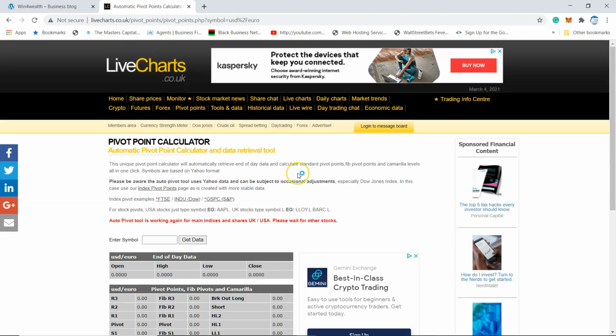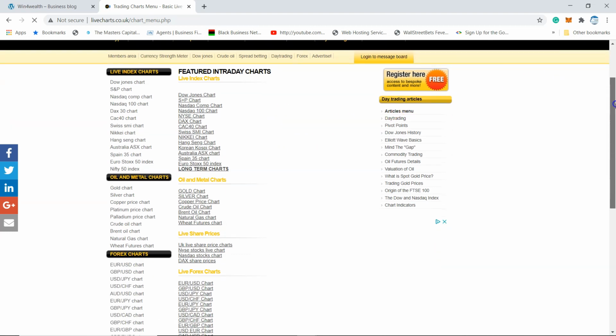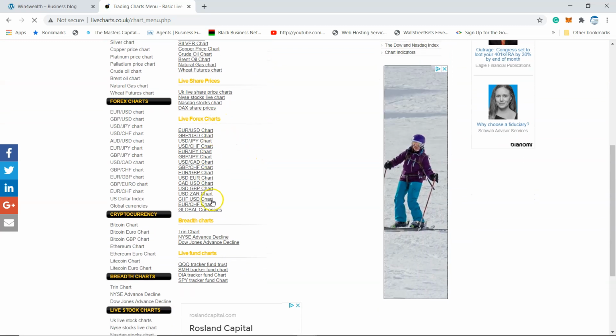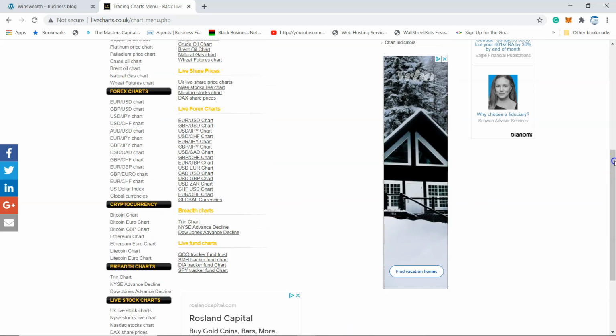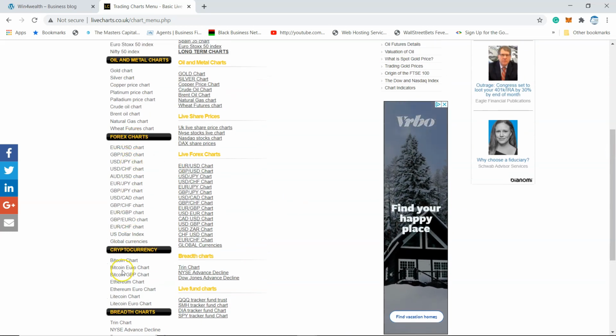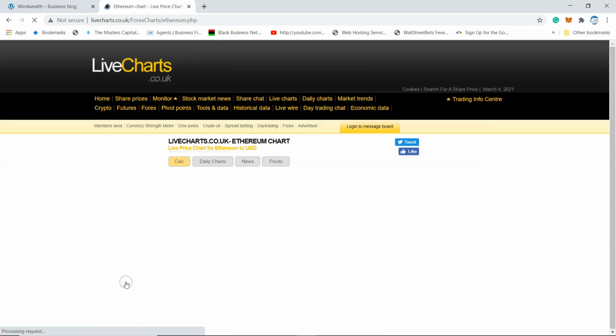Now, another part that I love about this is the crypto features that it has. So if we go to live charts, we can look at different live charts, so we could do Euro USD charts or any of these charts right here. This is the Forex charts. But what we're talking about right now is we're going to look at the cryptocurrency charts right here. So let's look at the Ethereum chart.